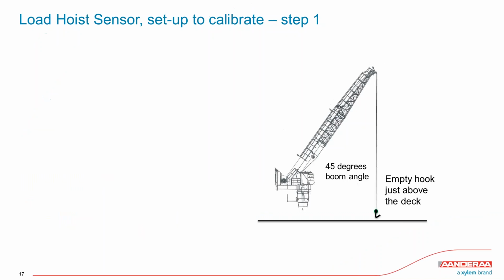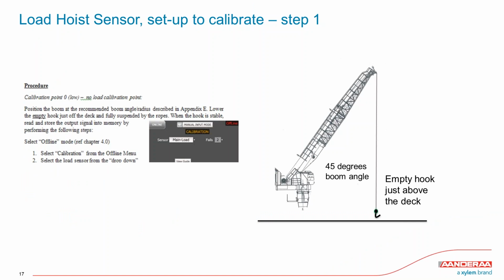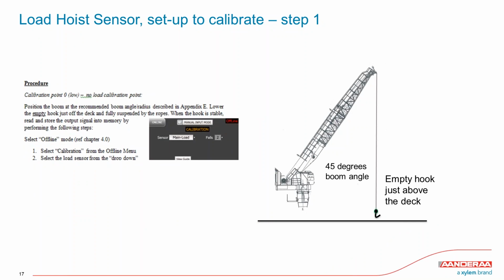And the story will be repeated when it comes to the load hoist sensor, to calibrate the load hoist. And again, if you look at our procedure, and the procedure is again in the operating and maintenance manual, we ask you to go to 45 degrees boom angle with the empty hook just above deck level. This is step 1 to calibrate a load hoist sensor. And remember, the load hoist sensor can be in the aux line, the main line. It could be the main line in 2 falls, the main line in 4 falls, or if you want, parts of line.